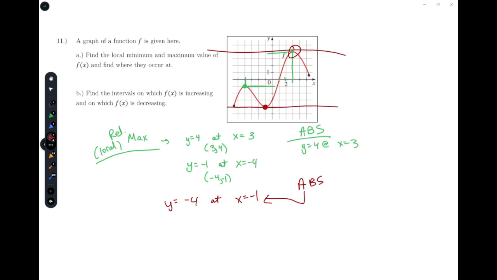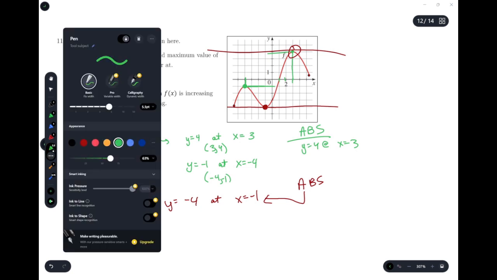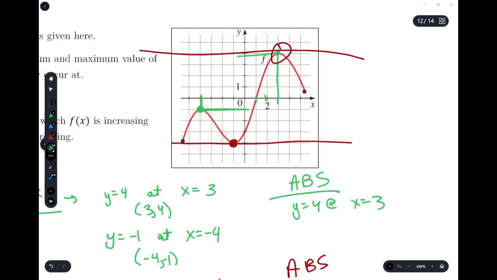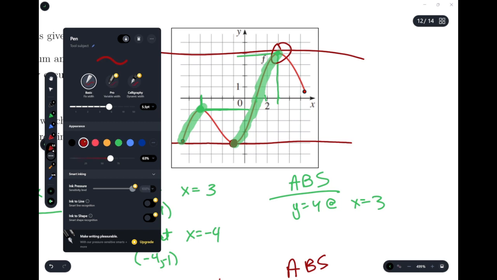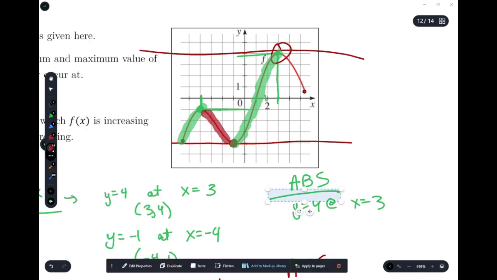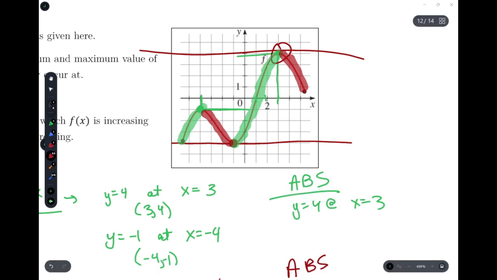Increasing, decreasing. Not the worst thing in the world, but we should go ahead and do it since we're here. Any thoughts on where this increases? I'll make it green. That interval and that interval, and then I'll make it red. Like that. And then it's up to you to find those intervals. I know they're not perfect numbers. They'll be perfect on the test. Don't worry. Those aren't perfect numbers at all, though, are they?